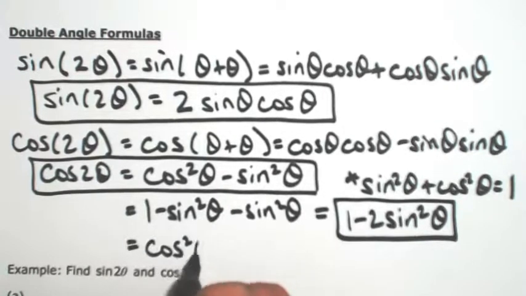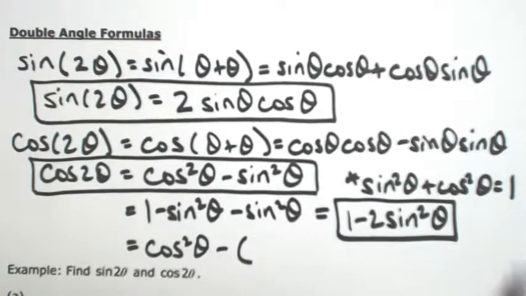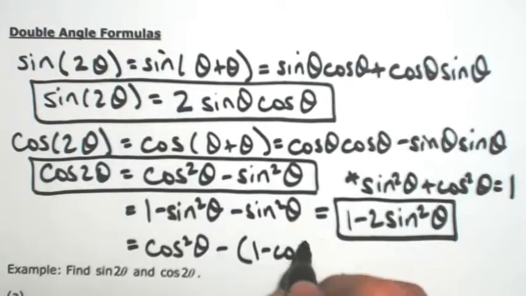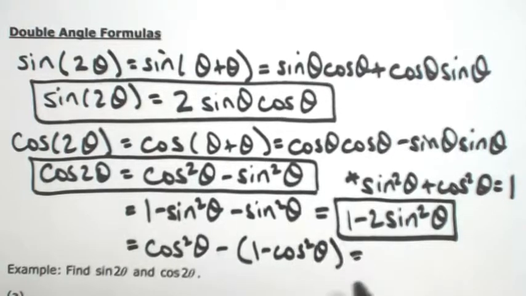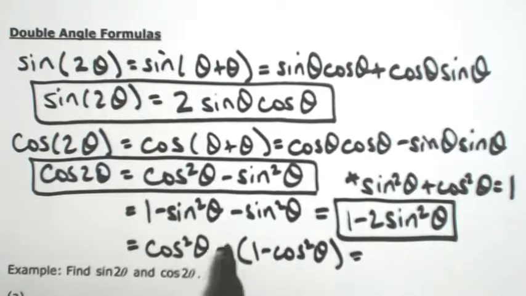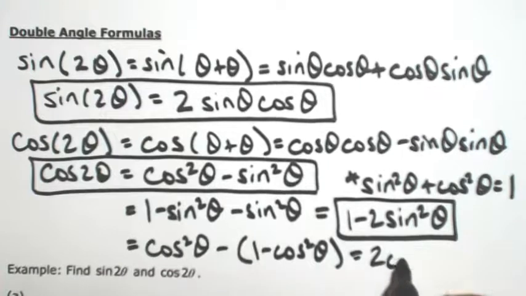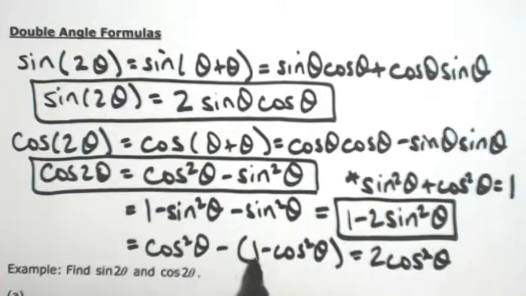Or, replacing sine squared theta, I would have cosine squared theta minus, replacing sine squared theta with 1 minus cosine squared theta, which gives us a third formula. Distributing that negative, I would end up with cosine squared theta minus 1 plus another cosine squared theta, so 2 cosine squared theta, and then minus 1.